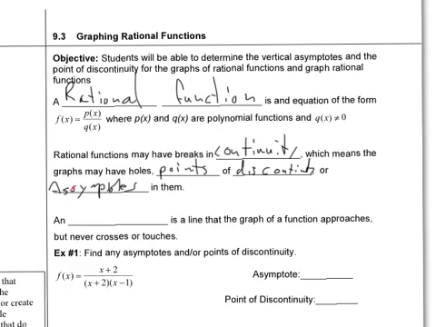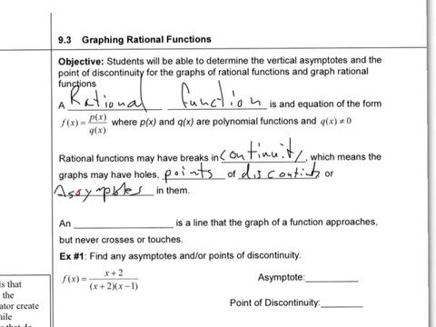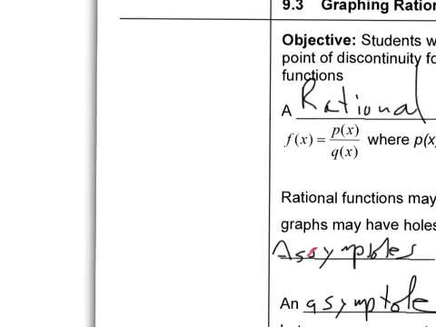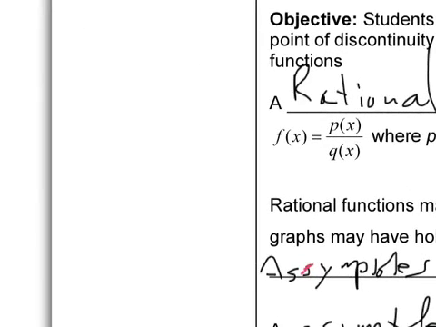An asymptote is a line that the graph of a function approaches but never crosses or touches. So this is what's going to happen with these graphs. Let me just draw you a sketch. We're going to get something that looks kind of like this and kind of like this. And today we're going to find out that there's a vertical asymptote on most of these functions, that this graph will get closer and closer and closer to, never touching.